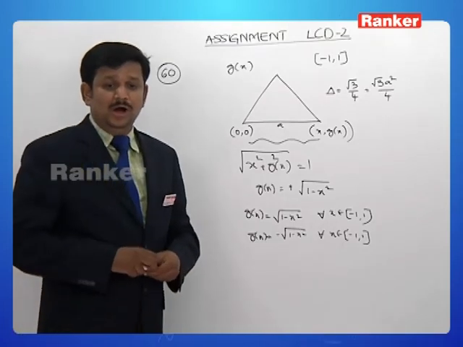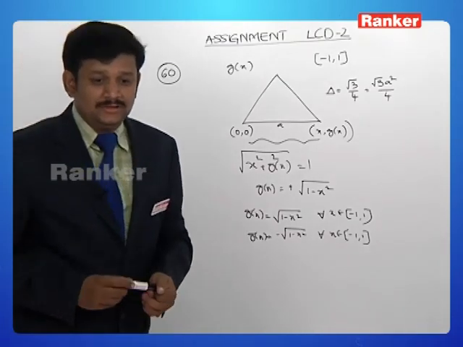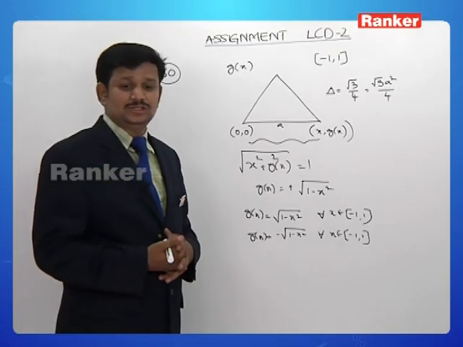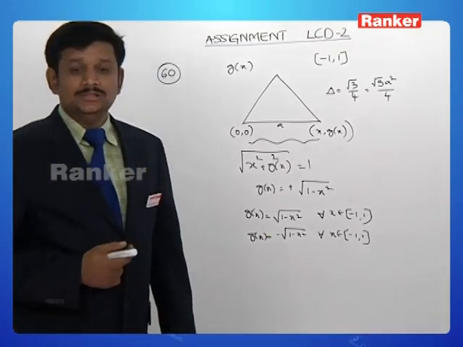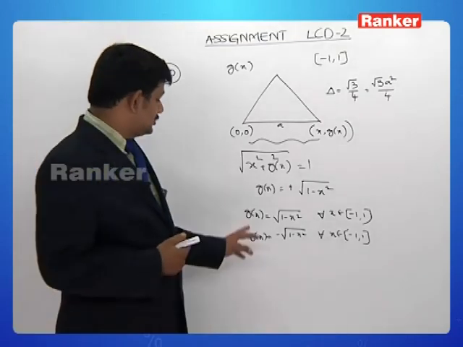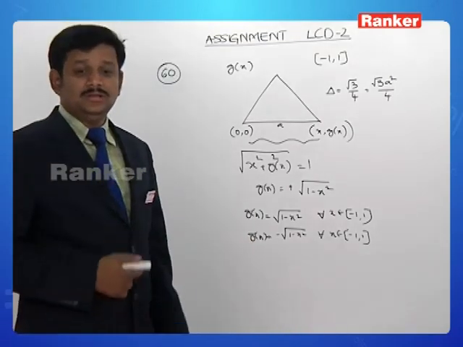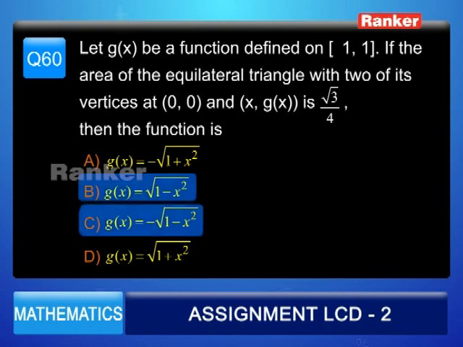So among the options, g of x equal to minus root over 1 minus x square, option C, is a possible option, and g of x equal to root over 1 minus x square, option B, is also a possible option. Answers B and C should be true.